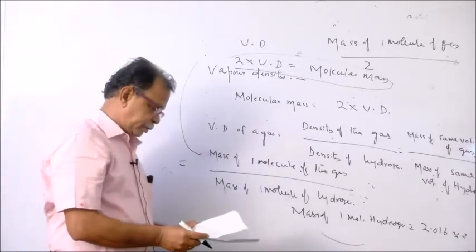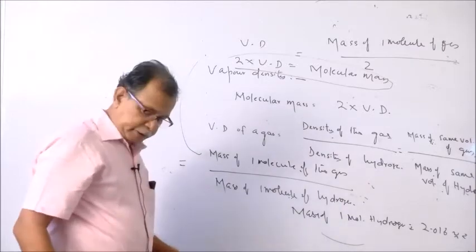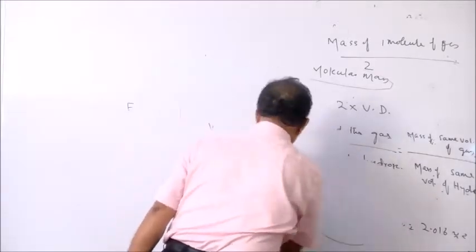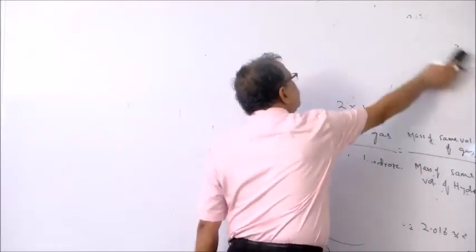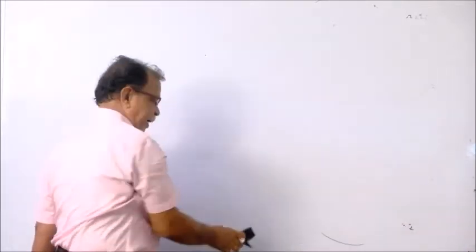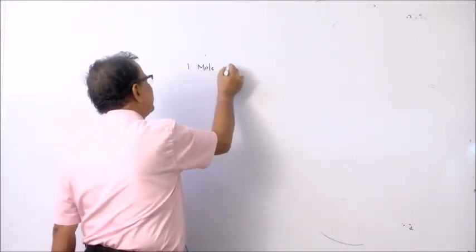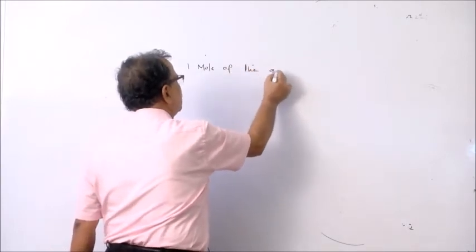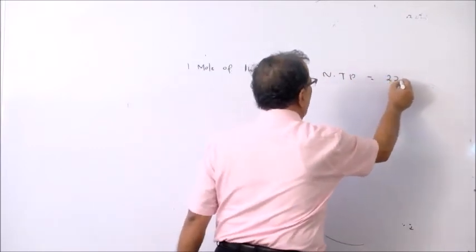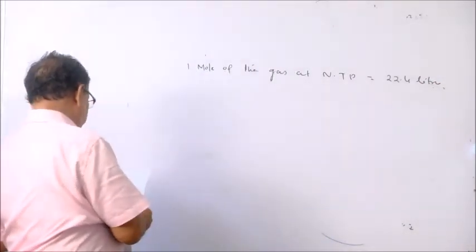This can be explained in this way. Now the third application: 1 mole of a gas at NTP, normal temperature and pressure, occupies 22.4 liters. We will prove that 1 mole of the gas at NTP contains 22.4 liters.